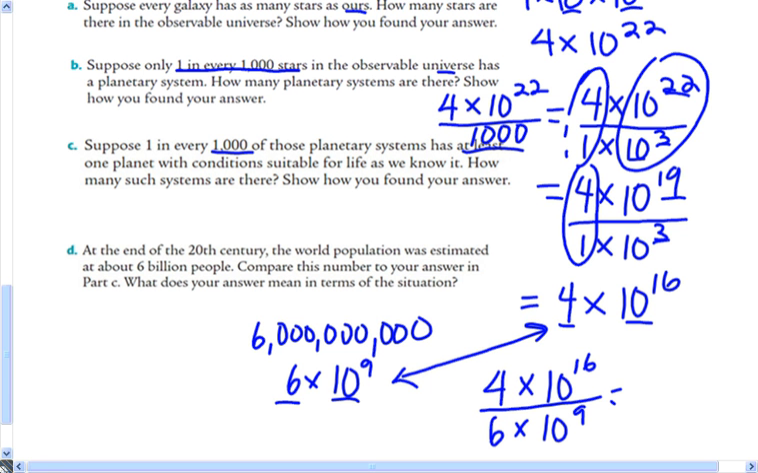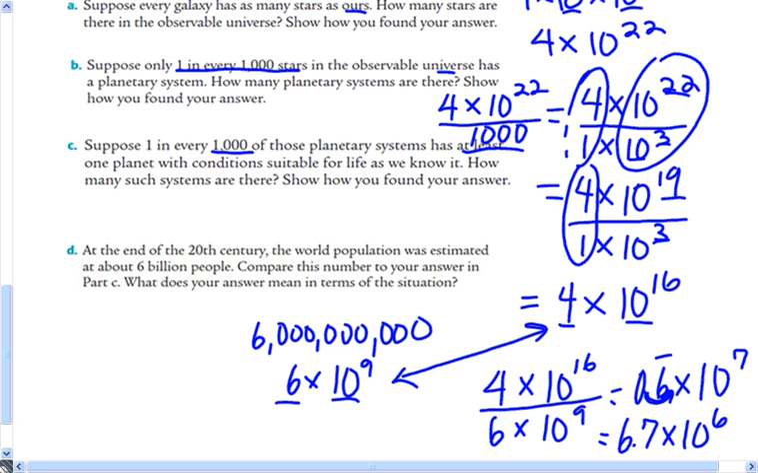What we get is if we do 4 divided by 6, we get 0.6 repeating. And then to divide the powers of 10, we just take 16 minus 9, which is 7. And then to change that into scientific notation, we would just move the decimal over 1 place to the right. So we're making that number bigger. So 6 point, and I'm going to round it to 7, the 6 repeating. 6.7 times 10 to the, now we made this number bigger by moving the decimal over 1 place, so we need to make the exponent smaller by 1. So 6.7 times 10 to the 6.